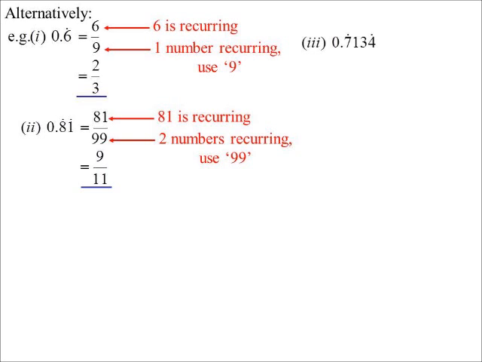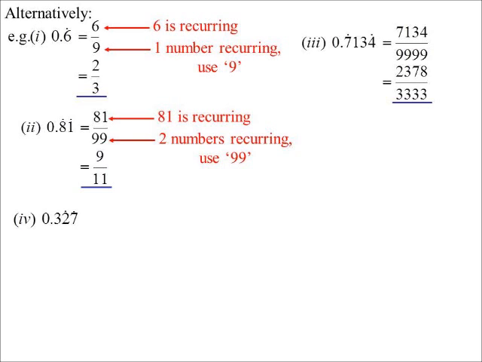So if I now have something like 0.7134 where all the digits are repeating, well, that's all right. 7134 over 9999. 4 numbers repeating, 4 9s on the bottom. I think that simplifies down. Yes, it does. There we go.